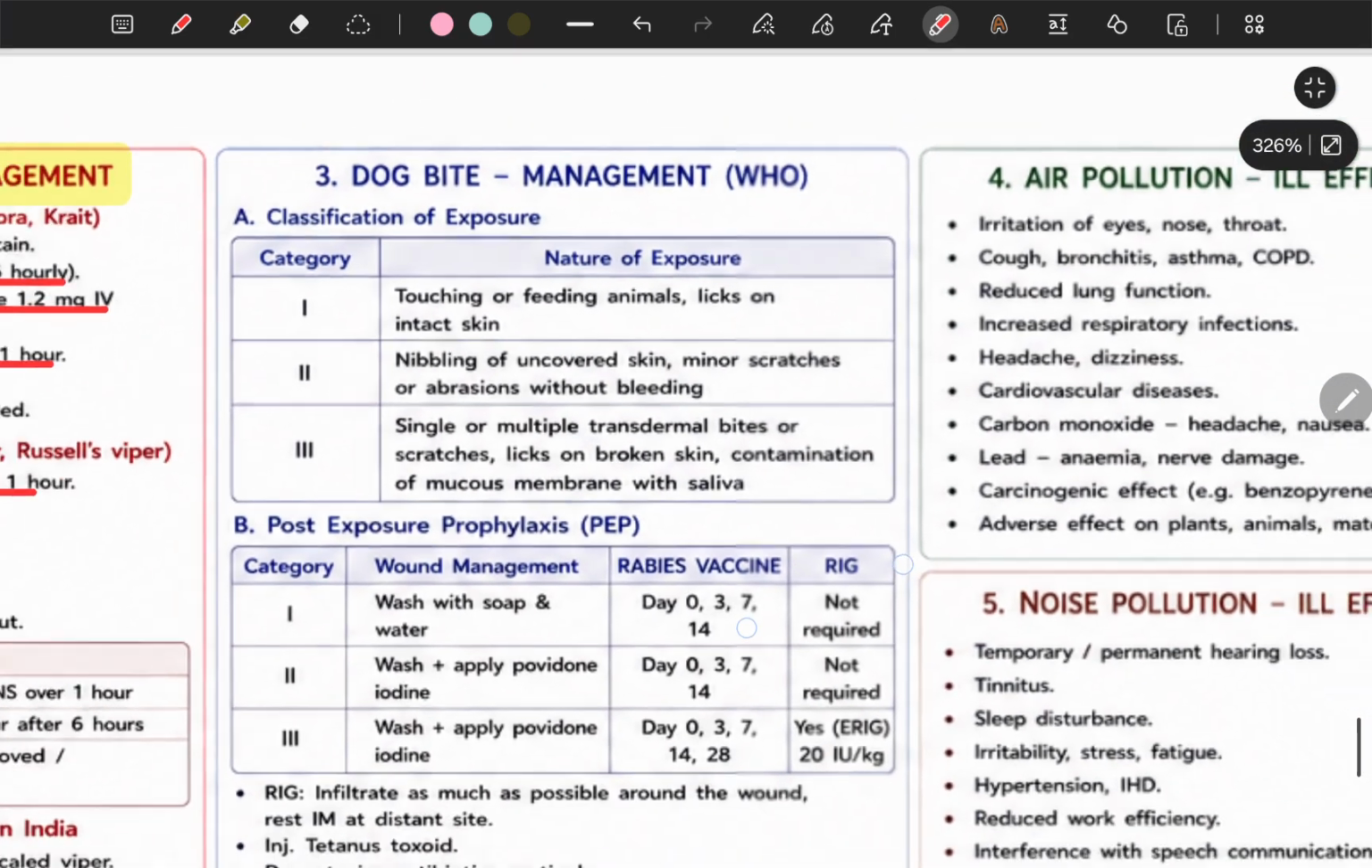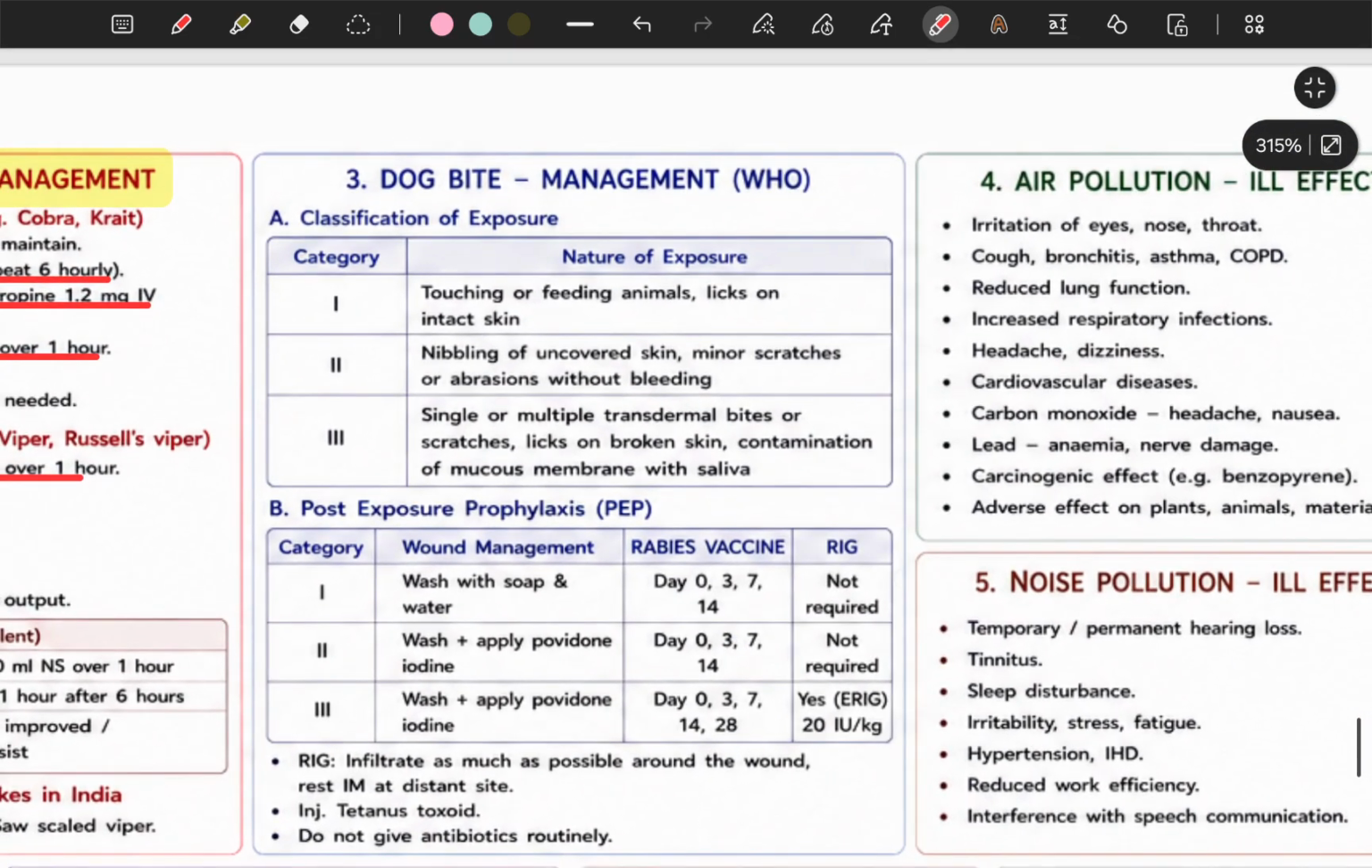Now coming to dog bite management by WHO. We were learning there are 3 categories of exposure. First category is touching or feeding animals, licks on intact skin. The skin is still intact. Second is nibbling of uncovered skin, minor scratch or abrasion without bleeding. There is still no bleeding, just a scratch or abrasion.